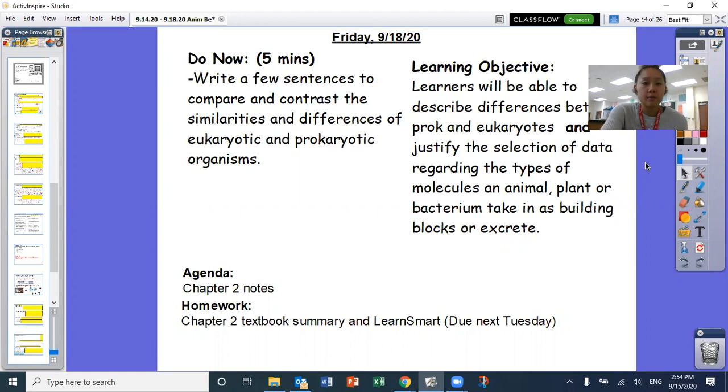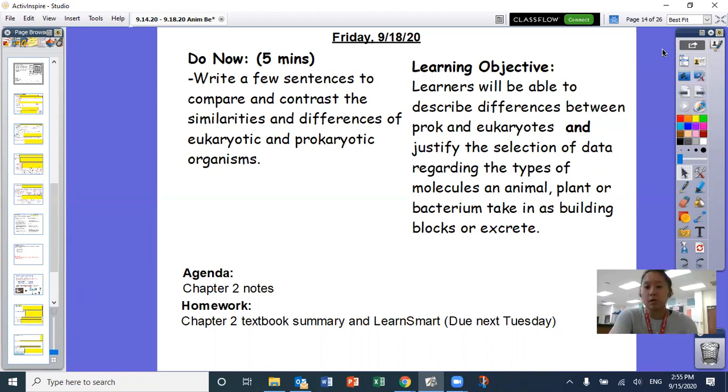All right, so the main difference that you should have been able to think about is the lack of membrane-bound organelles in prokaryotic organisms, right? Eukaryotes have nuclei, they have Golgi bodies, they have endoplasmic reticulum, and they have basically any membrane-bound organelle. And prokaryotes don't show that level of complexity. That's the main thing that you should have been able to recall.